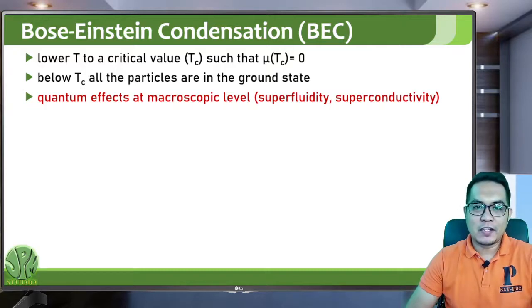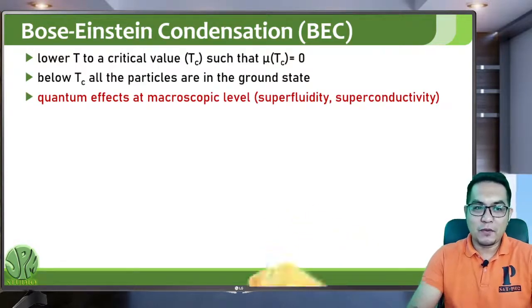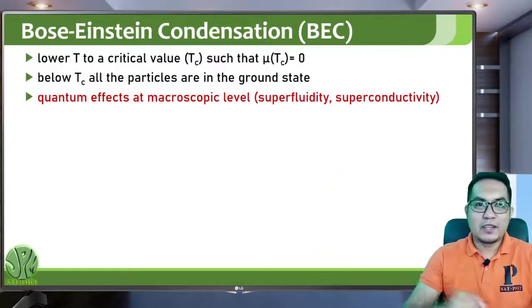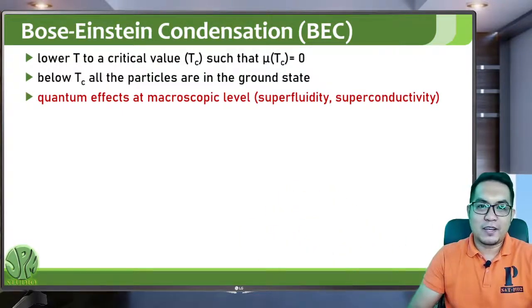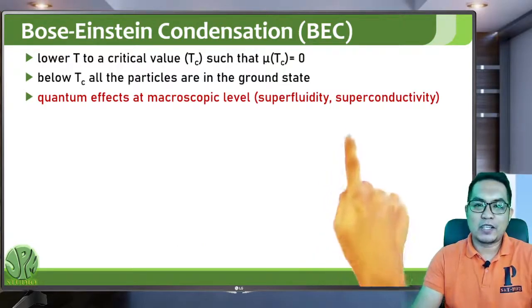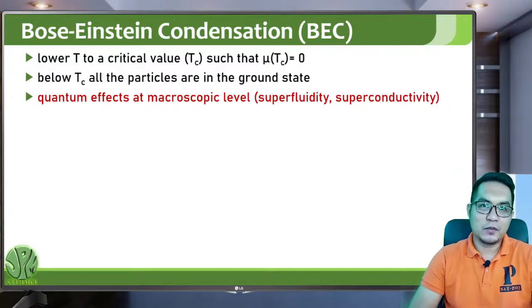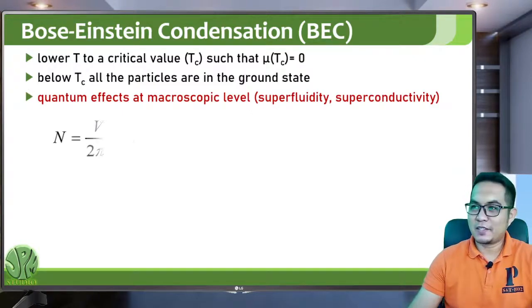And a consequence of these quantum effects is superfluidity and superconductivity. A superfluid is a fluid that, if you stir it, will never stop. There's no friction in the fluid, no fluid resistance. And for superconductivity, there's no electrical resistance. So it's a superconductor. It will let all of the current flow within it with no electrical resistance.